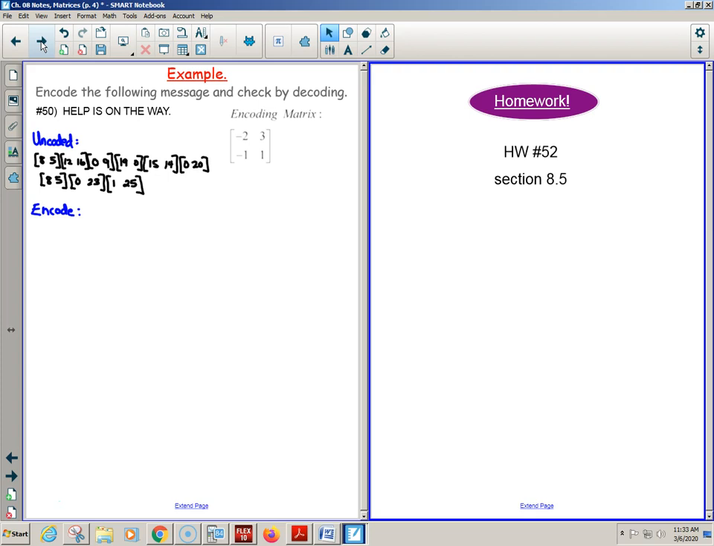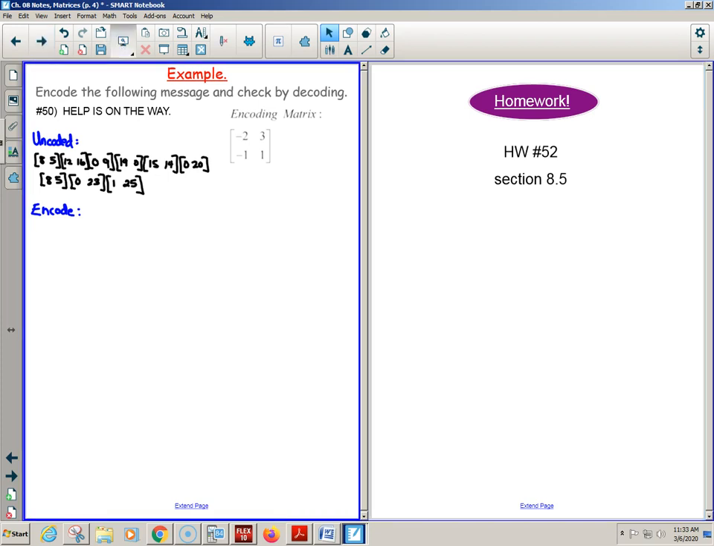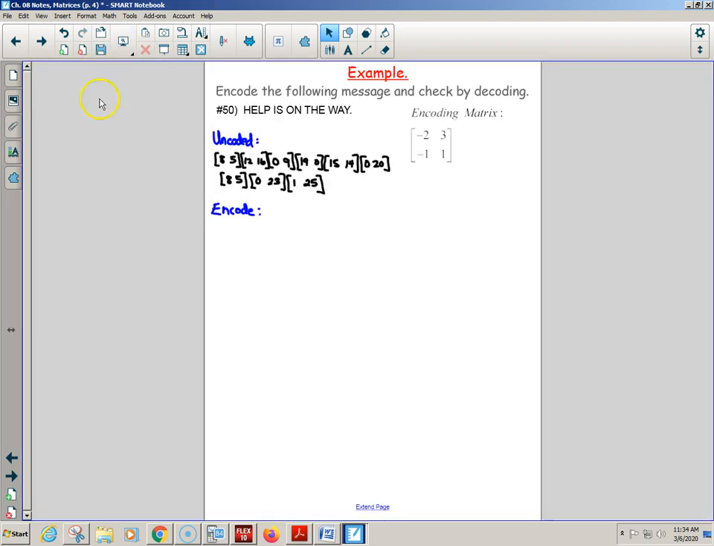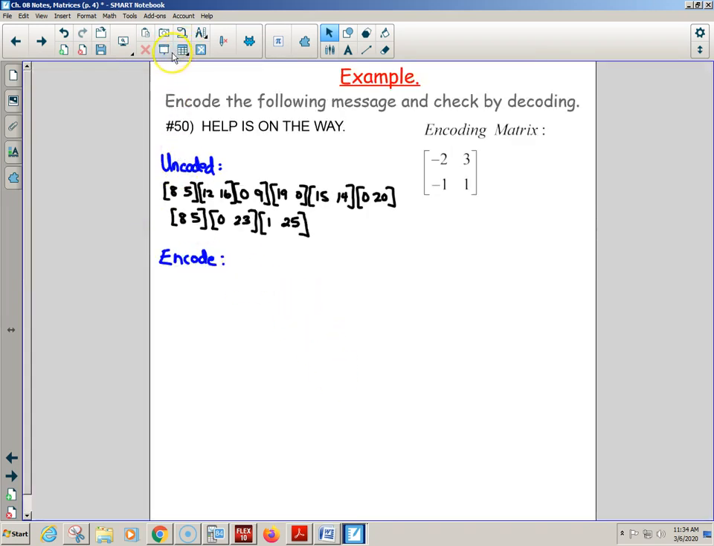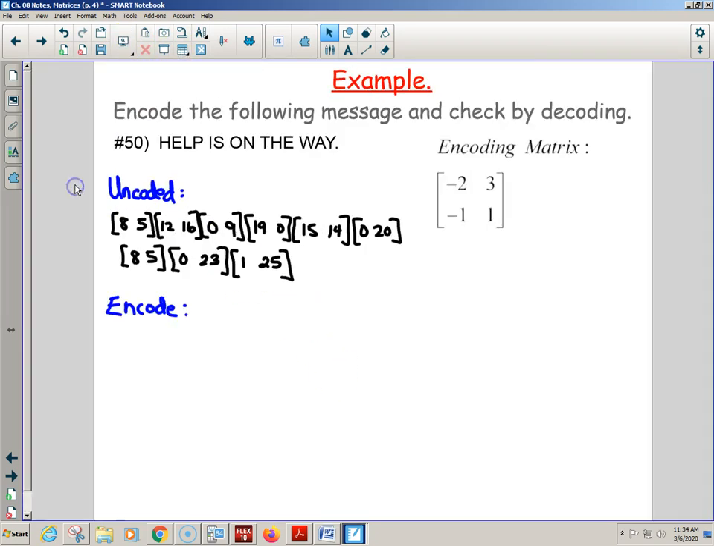So does it make sense what I've done here, as far as taking a message? Where did all those numbers come from? Because it wasn't there to begin with. You guys can see my writing, right? Where does 8 and 5 and 12 and 16 and 0 and 9, where does all of that come from? H is the 8th letter of the alphabet. E is the 5th letter. L is the 12th letter. P is the 16th, and then there's a space. I is the 9th.